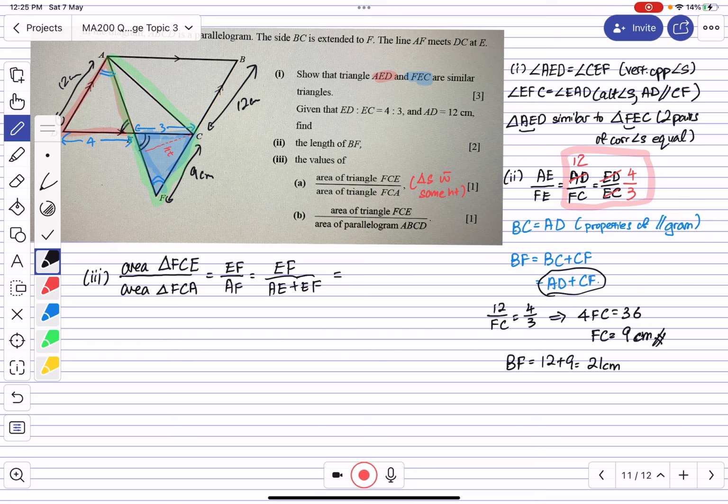Basically the ratio here is 3:4 as well, because of the result from earlier. AE is 4 units, FE is 3 units. So if you put AE to be 4 units and EF to be 3 units, then you have the answer to be 3 over 7.